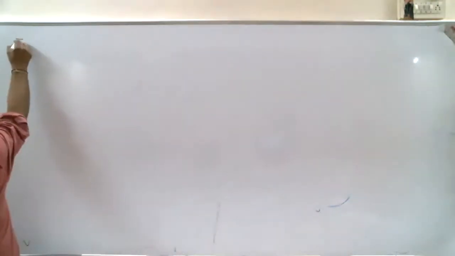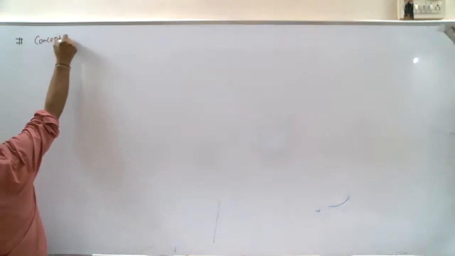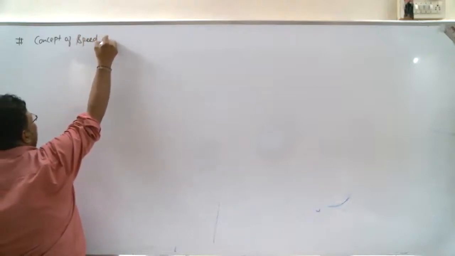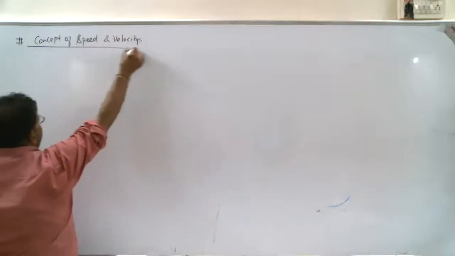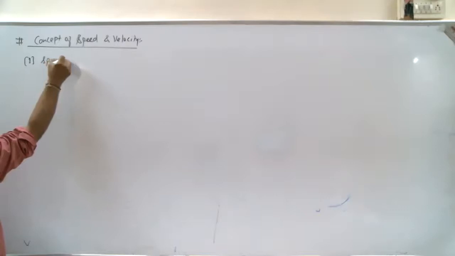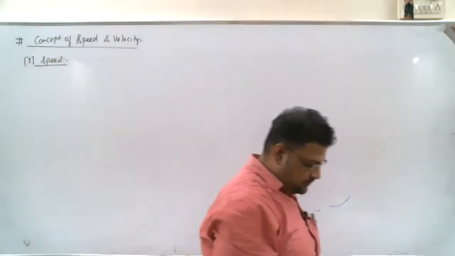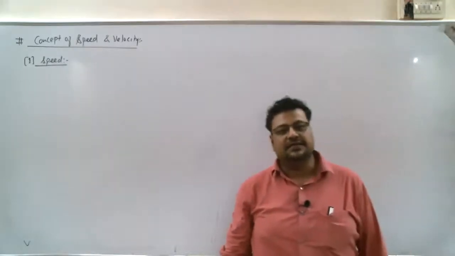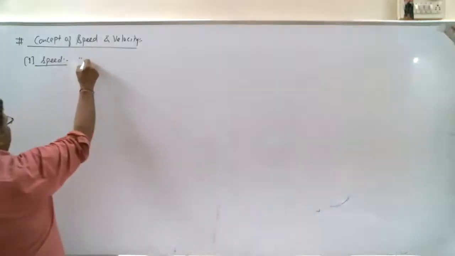तो सबसे पहले हम बात करते हैं आज किसकी, कॉन्सेप्ट ऑफ स्पीड एंड वेलोसिटी। So what do you understand by the speed and velocity? Let us discuss. All right. So first, what is speed? Speed is defined as the distance traveled by the object with respect to time. What is the speed? The distance traveled by an object with respect to time is called speed.